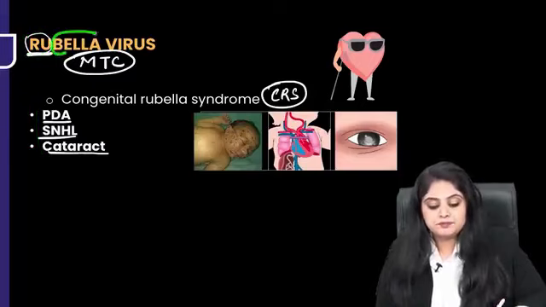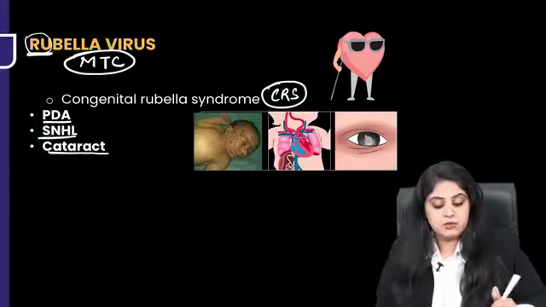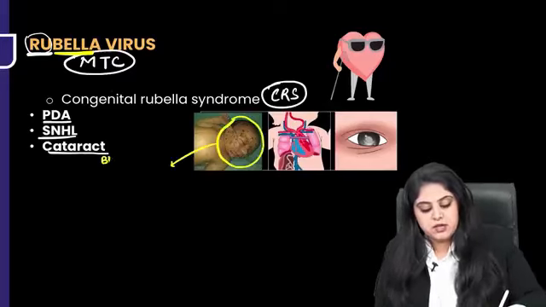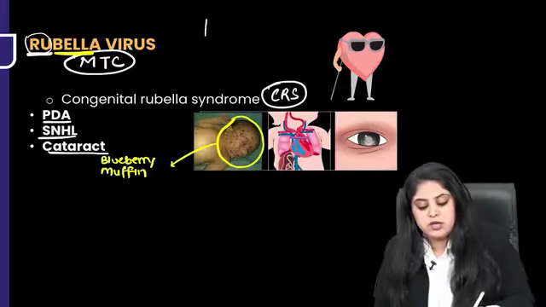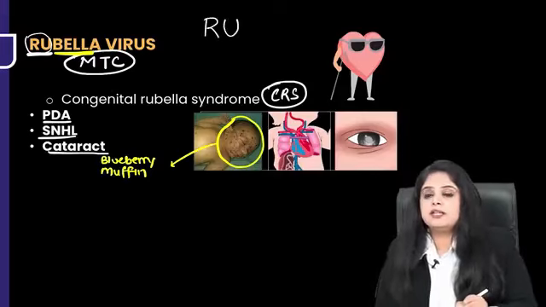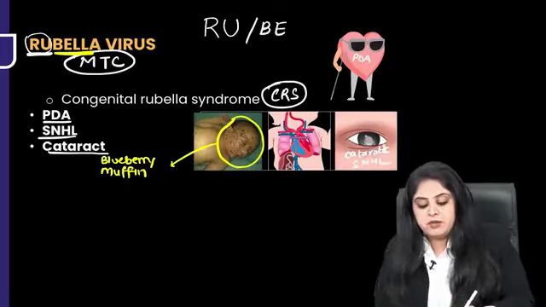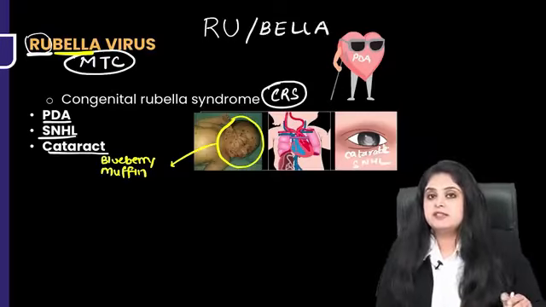But also remember, Bella will remind you of blueberry muffin baby. Can you see these spots that are present which are giving it a characteristic blueberry muffin appearance? So remember this as well. I'll repeat the mnemonic for you so that you don't get confused. Rubella means Rona. Pyar mein andha behra is going to cry. So pyar mein patent ductus arteriosus, andha for cataract, and behra is for sensorineural hearing loss. Next, Bella will remind me of blueberry muffin baby.